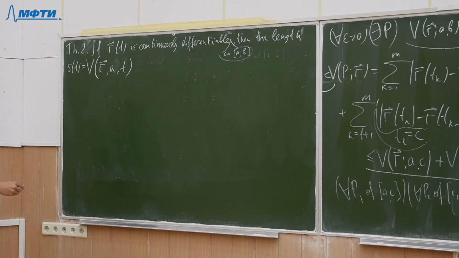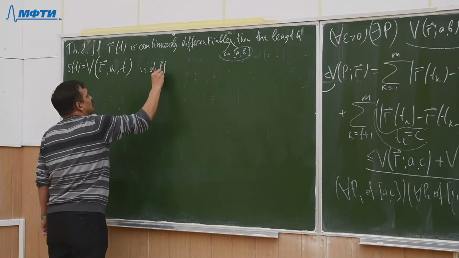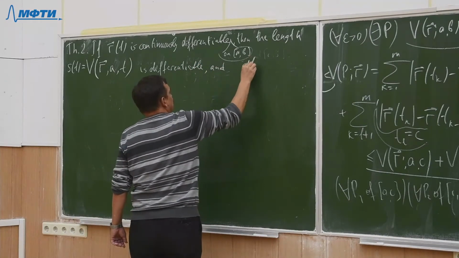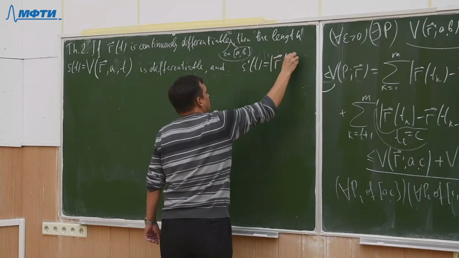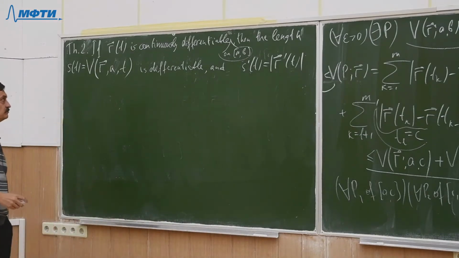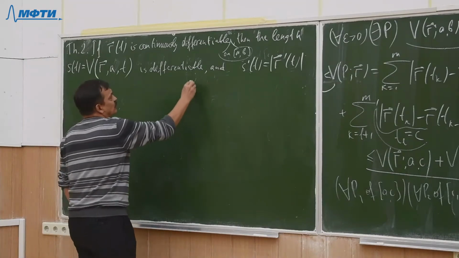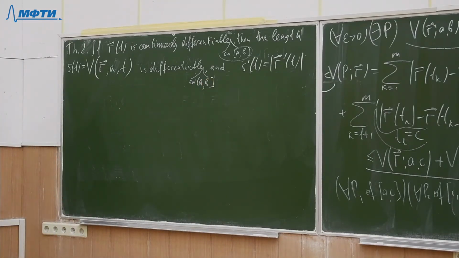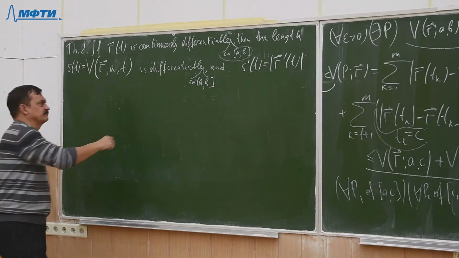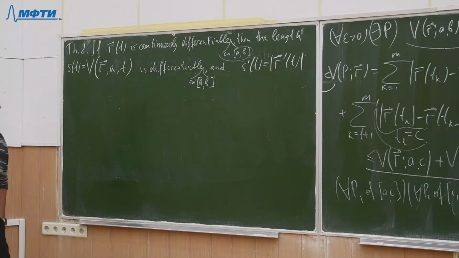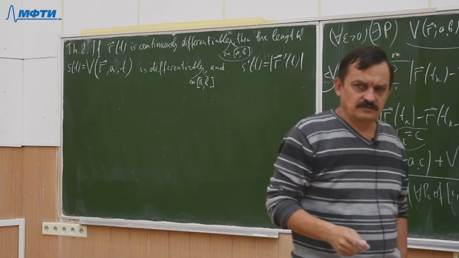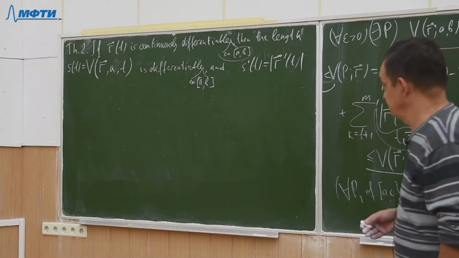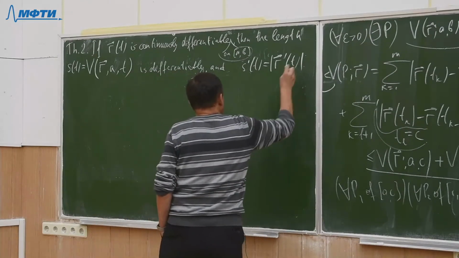The length is differentiable, and S prime of t equals the norm of r prime of t. Differentiable, okay, let it be on a b like that. But let's include it, because for differentiability on the closed interval we had an agreement, like for continuity: left and right derivative from the related side. Okay. Proof.